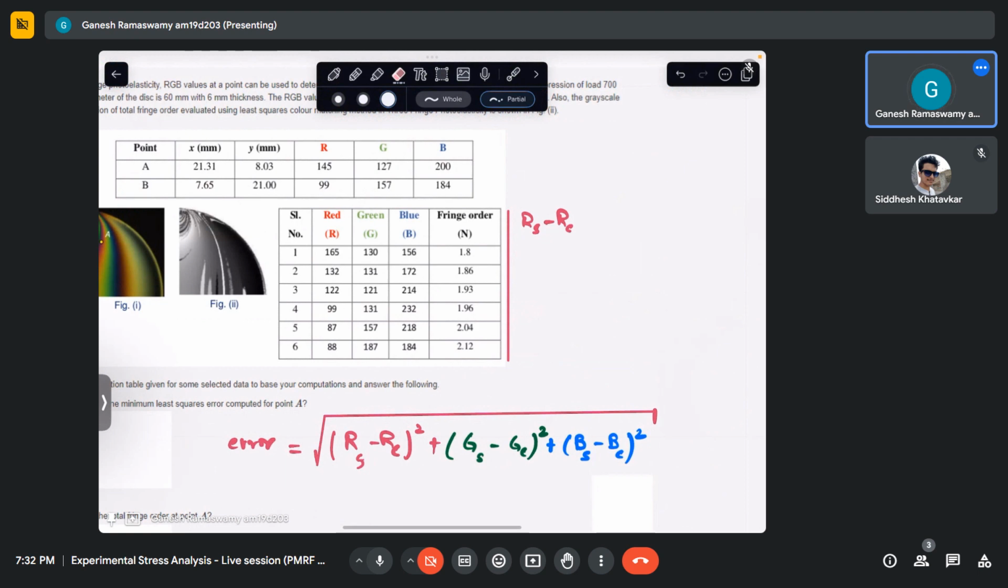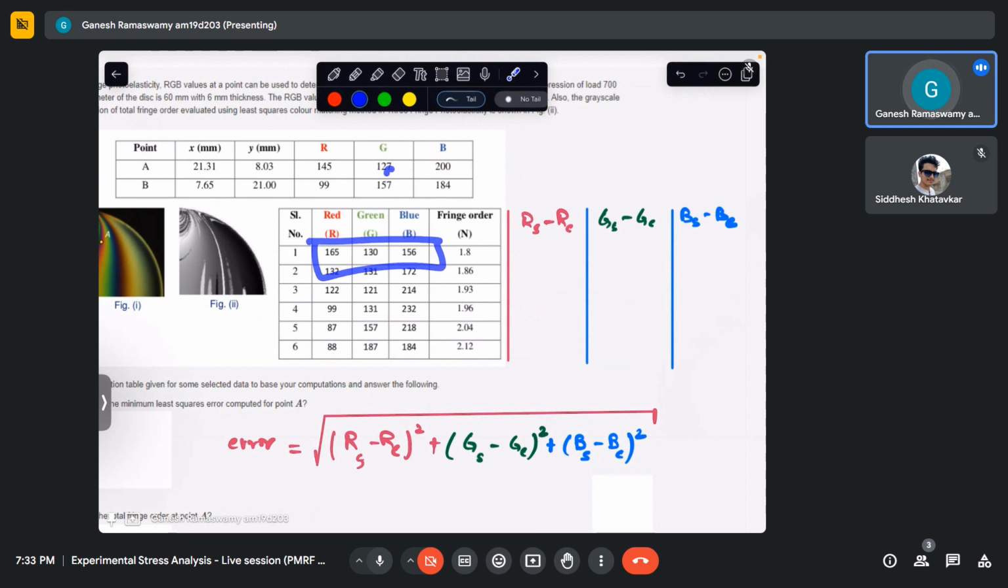165 is minus 20. I'll have GS minus GC and BS minus BC. Now, if 20 entries are given, it doesn't mean that a person has to do 20 calculations. That is where we should intelligently gauge where it is looking similar and only account for those rows and be done with it. Otherwise, it is just a mechanical process which we can do by Excel.